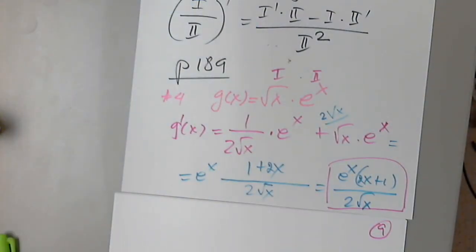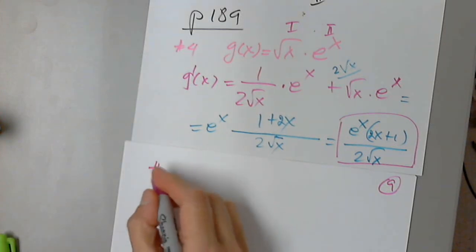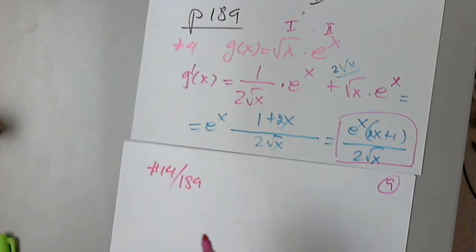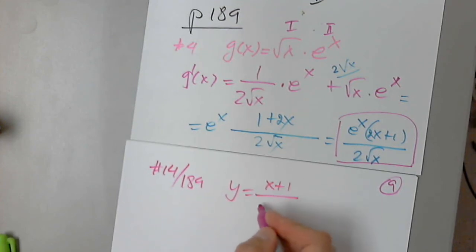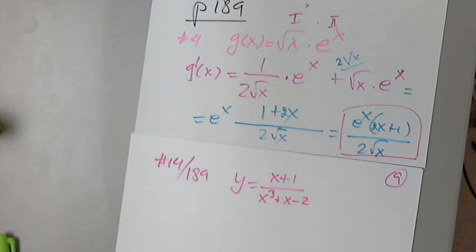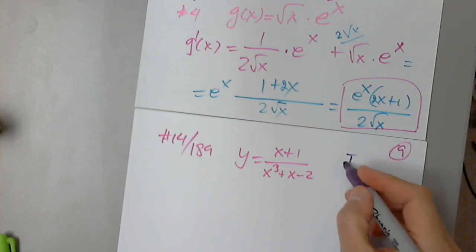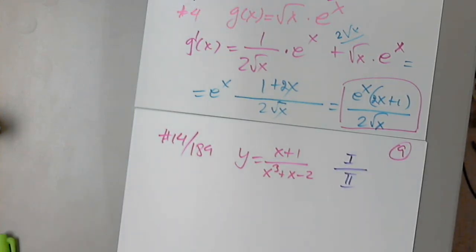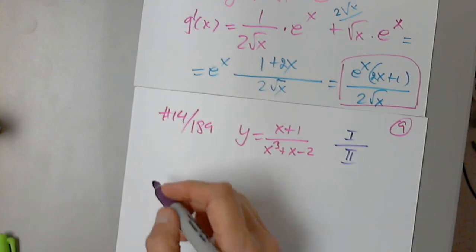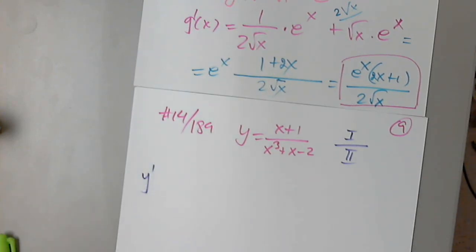Okay. Let's look at a quotient. Let's say problem 14, same page, 189. We have y equals x plus 1 divided by x cubed plus x minus 2. Again, this time it's a quotient. The function at the top is x plus 1. The function at the denominator is x cubed plus x minus 2. We cannot reinvent anything. We have to use the quotient rule. Top function 1, denominator function 2. If you like this method, if not, use the method in the book. They only reverse the last product.